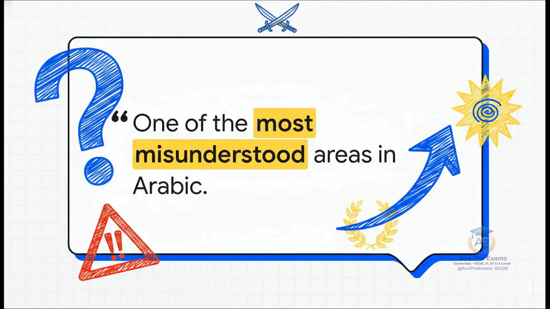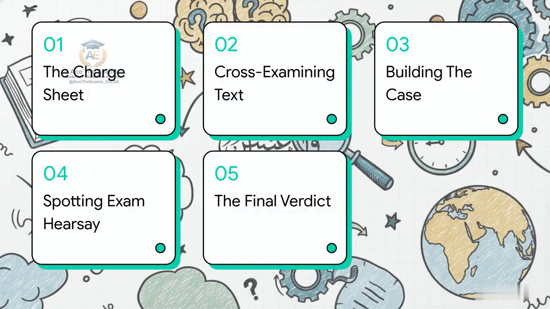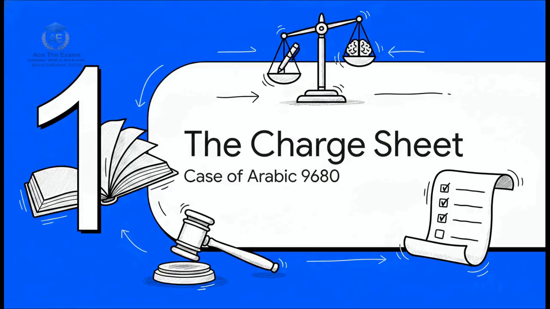The stakes here are incredibly high. Look at this quote directly from the principal examiner report. It explicitly indicts this section, calling it literally one of the most misunderstood areas in Arabic. That is a massive red flag from the examiners. But honestly, for us, it's a huge opportunity. If we can master what everybody else is misunderstanding, your paper is going to immediately stand out to the Cambridge jury. So, here is our trial docket for today's session. We're going to cover the charge sheet, move into cross-examining the text, building the legal case, spotting exam hearsay, and finally, the final verdict. Let's open proceedings with Section 1, the charge sheet, focusing on the case of Arabic 9680.